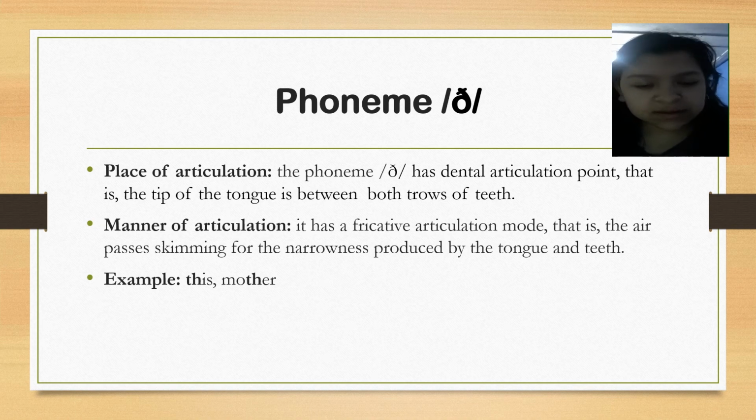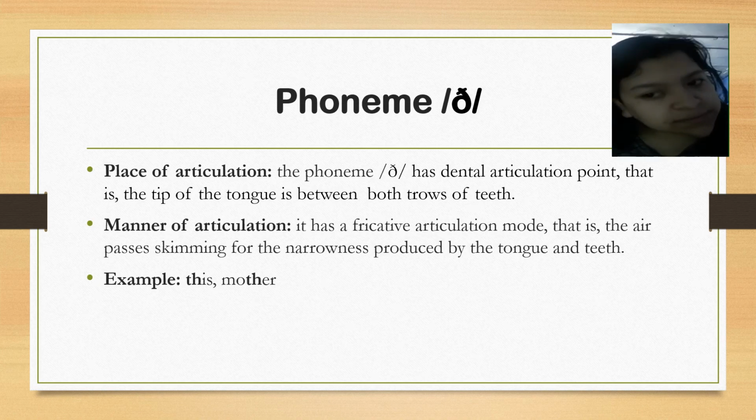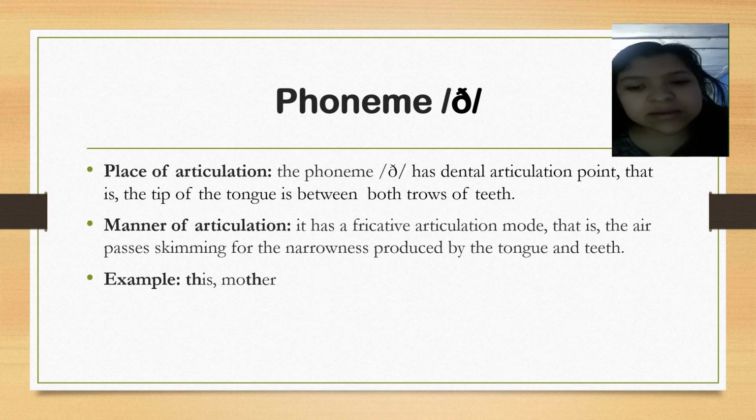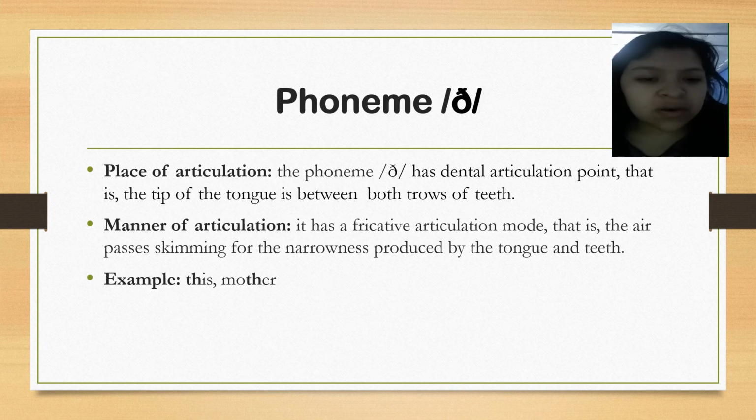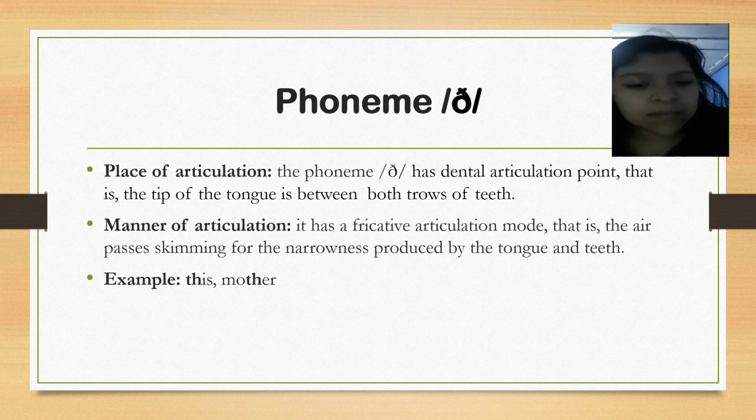Phoneme th, voiced. This phoneme has a dental articulation point, that is, the tip of the tongue is between both rows of teeth. It has a fricative articulation mode, that is, the air passes skimming through the narrowness produced by the tongue and teeth. The pronunciation of this phoneme is th. Example: this, mother.